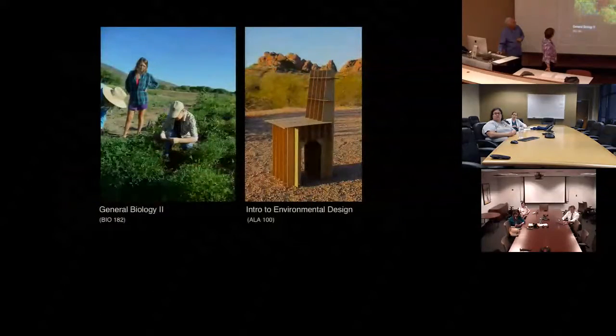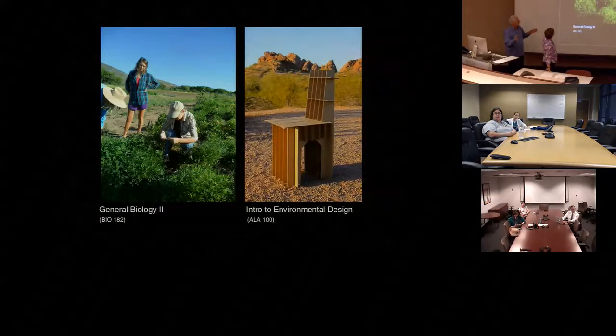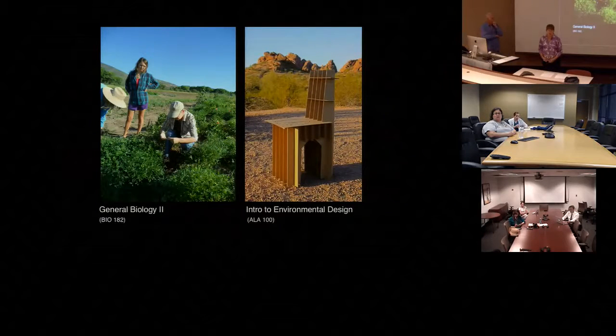So we're going to talk a little bit about our two classes in the next few minutes, just so you can get an idea of what we've been doing. Go ahead, Jean. Okay, so I teach Bio 182 out at the Polytech campus. We usually have between 96 and 120 students in that class, and it's in an auditorium-style classroom.